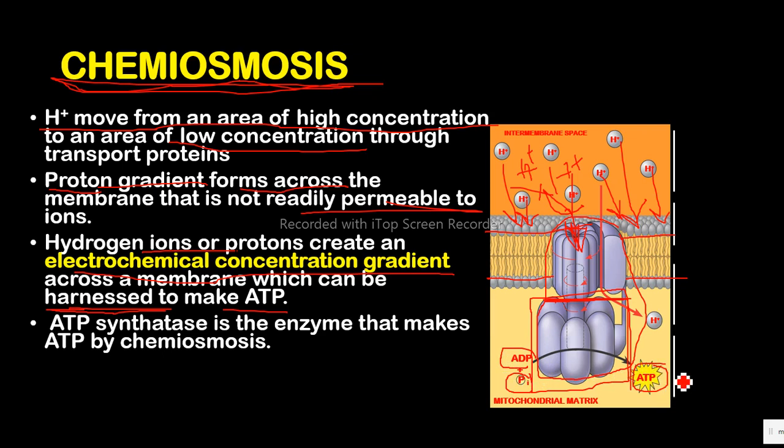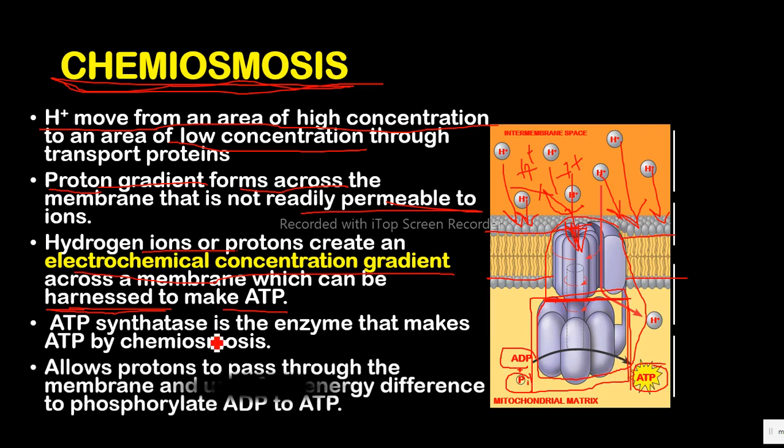That's brilliant. And there's something coming, have no worries. So this enzyme is called an ATP synthetase. You can see that it makes ATP by chemiosmosis. It allows protons to pass through the membrane and uses the free energy difference to phosphorylate an ADP to ATP. That's not enough. Have no worries.